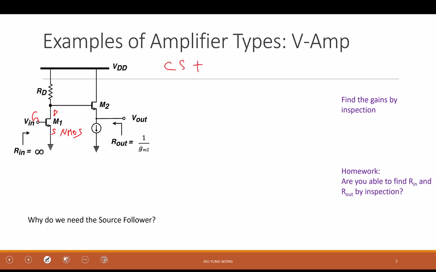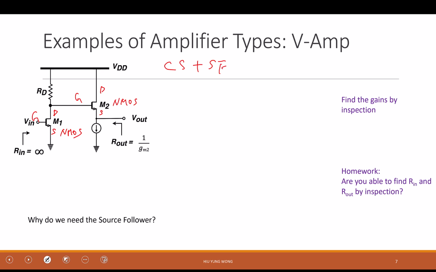And now I go to the next stage. So this is the input, this is the output. It becomes the input of the next stage. Again, this is NMOS. So higher potential is drain, lower potential is source, right? And this is gate for sure. Then input is gate, output is source, common drain or source follower, right? Now with this, then you are ready.